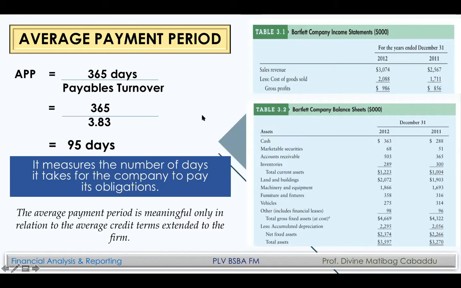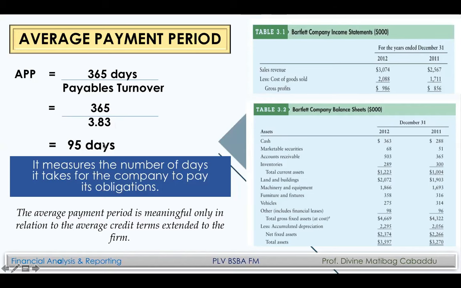Average payment period naman talks about how fast or how slow is your company when it comes to paying its obligations. So the formula is 365 days divided by payables turnover. So 365 days divided by 3.83 times. Ito yung na-compute natin kanina. So the result is 95 days.